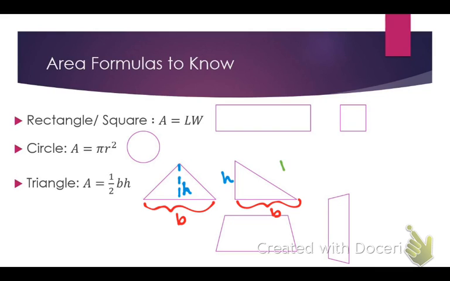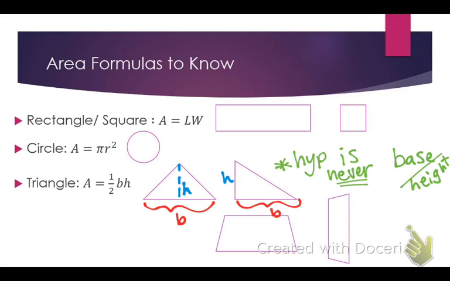The only thing I want you to know about a right triangle in specific, so you should have labeled the heights, is that the hypotenuse is never the base or the height. So the hypotenuse is never a base and it's never the height. So did you write down what I just told you? So the hypotenuse is never the base and never the height.